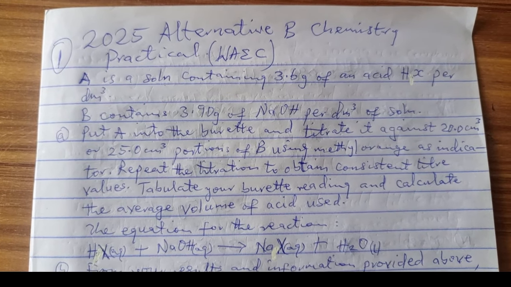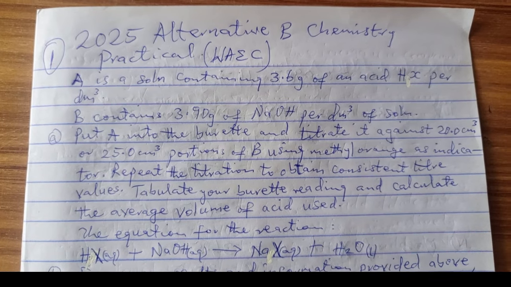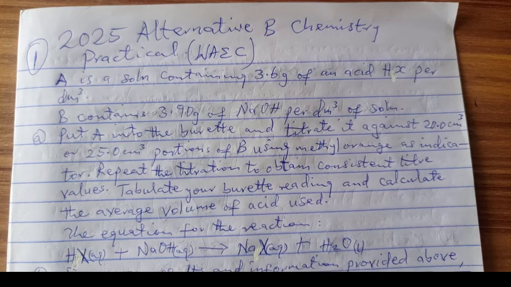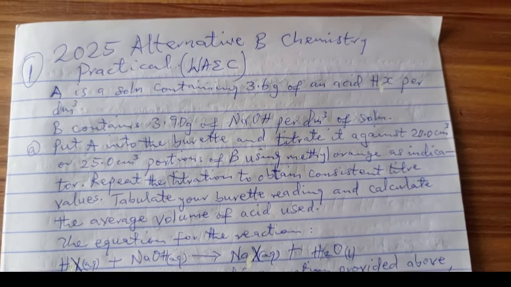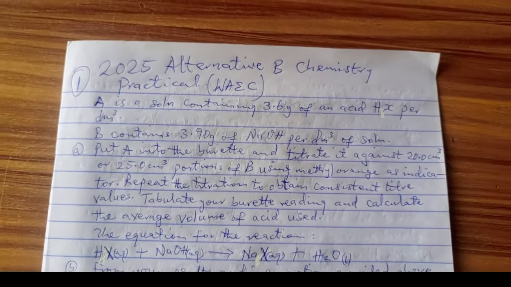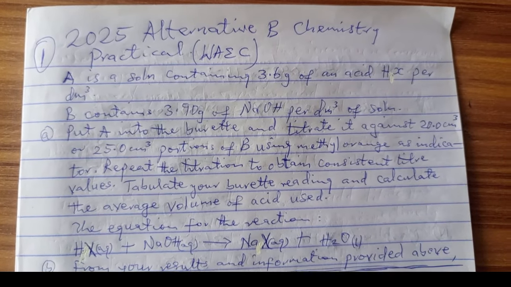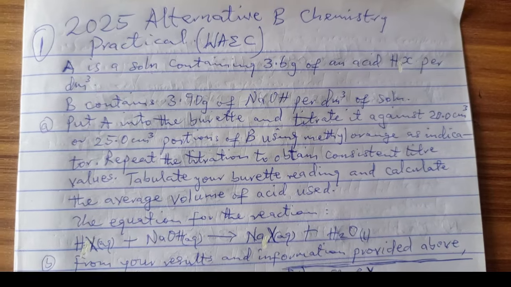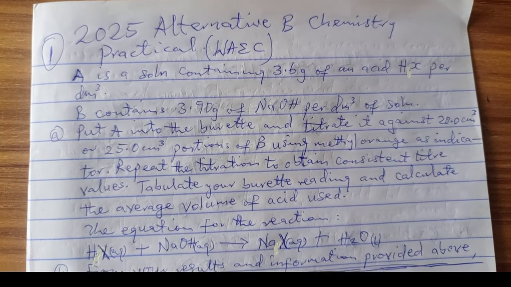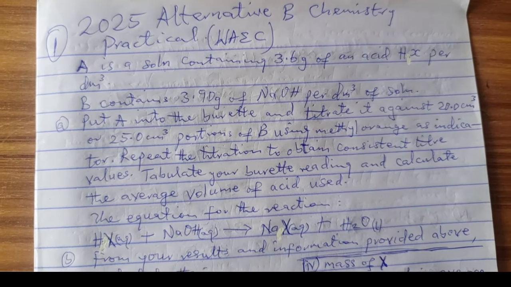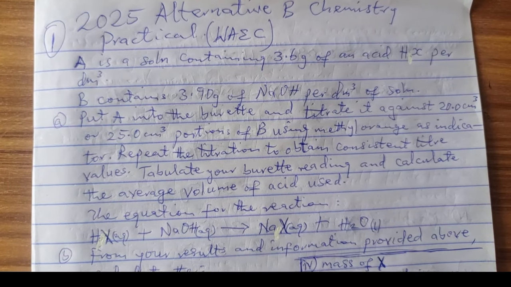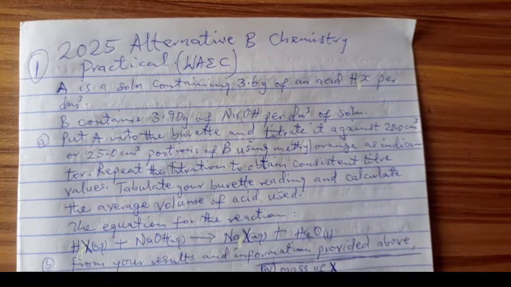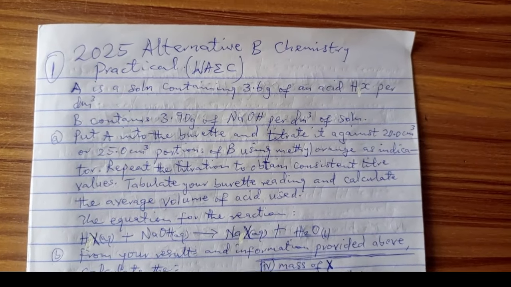In today's chemistry class, we're going to work more on what is expected of you to know before going in for the Alternative B Chemistry Practical that is coming up very soon. I'm talking about the WAEC Chemistry Practical. The Alternative B is coming very soon. The question like what you're seeing here is expected of you. So prepare yourself by following this class to the end.